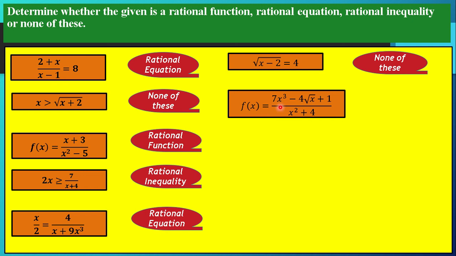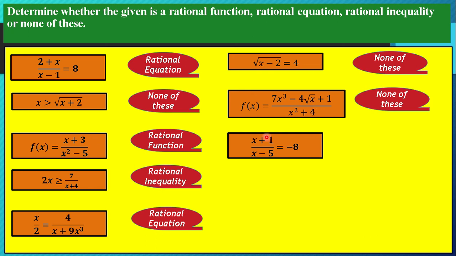Next, f of x is equal to 7x cubed minus 4 square root of x plus 1 divided by x squared plus 4. Although meron po tayong f of x na nandyan, function po sana, kaso meron po tayong radical expression na nandyan sa numerator, kaya hindi po siya kino-consider na polynomial, ibig sabihin hindi rin siya i-consider na rational expression. Therefore, ang sagot ulit natin ay none of this.